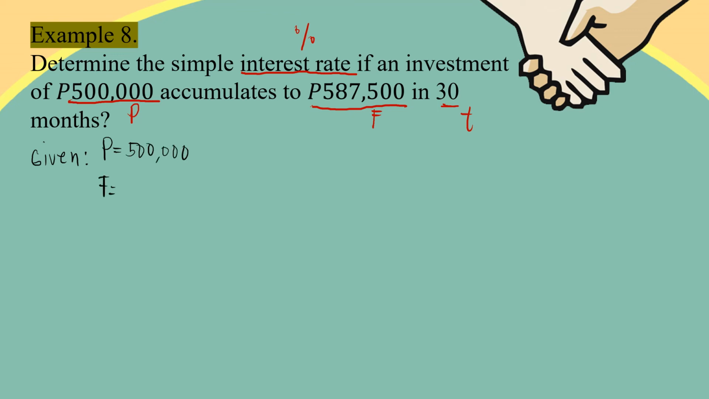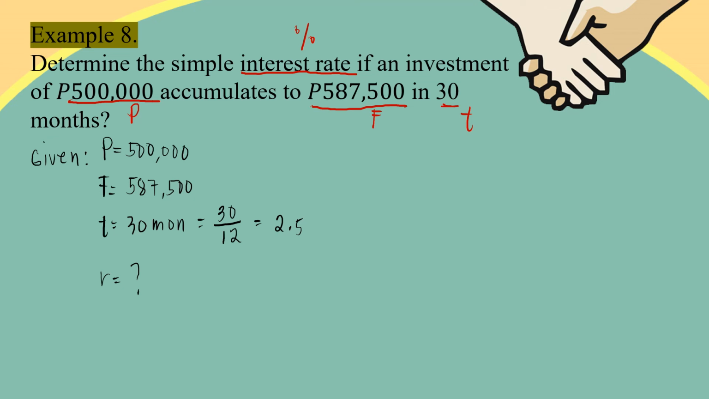Then, yung future value natin ay 587,500. Then, yung time ay yung 30 months. Okay, so since naka-months pa yung ating time, di-divide natin yan sa 12. So, 30 divided by 12 is 2.5. So, ito yung gagamitin natin. Then, ang hinahanap ay yung interest rate. So, ano ba ang formula for the interest rate?